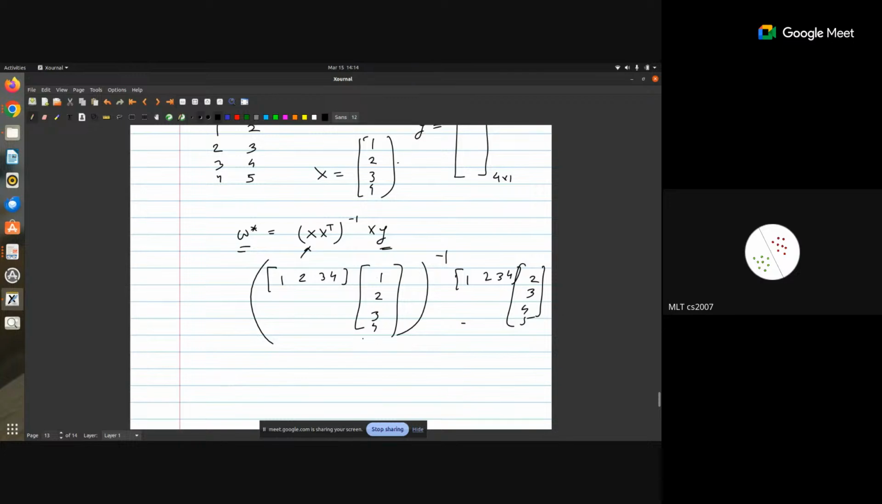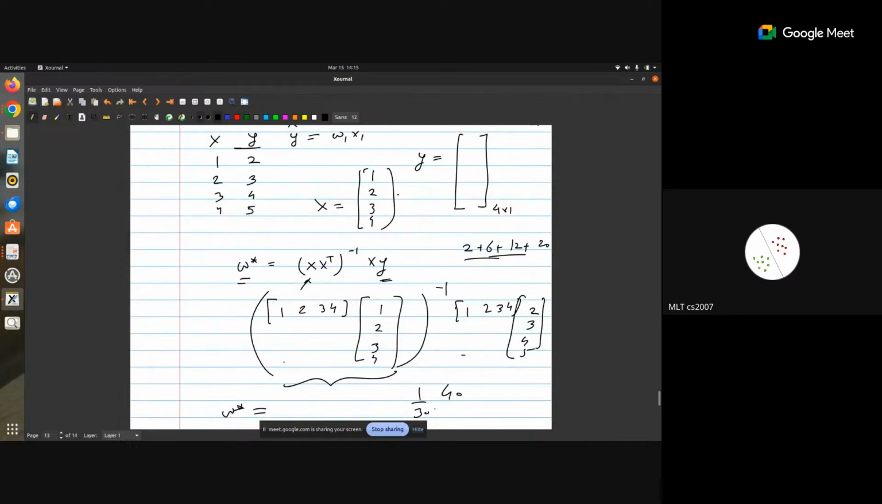Now what is this part? 1, 2, 3, 4, 1, 2, 3, 4. I think it gives me 1 plus 4 plus 9 plus 16. So 25 plus 5, 30. So 30 inverse, that means it's a scalar value now I am getting. 30 inverse basically is 1 by 30. So 1 by 30 into this part, which is 2 plus 6 plus 12 plus 20. That is 40. So 40 by 30 will be the answer for w star. I hope it is understandable.